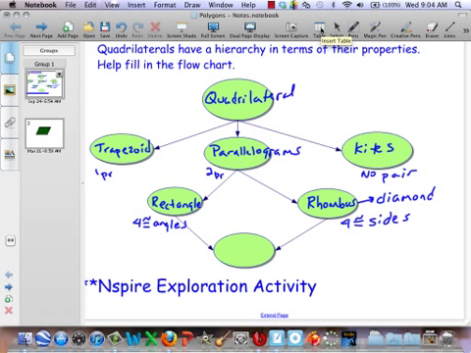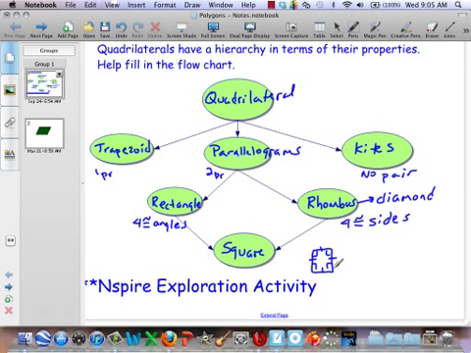You notice that we split the rectangle and the rhombus, yet somehow they come back together. Well, when a rectangle mates with a rhombus, we get a square. That makes sense, because a square has four right angles and four congruent sides. So this is our quadrilateral hierarchy. This is something I really want you guys to know.